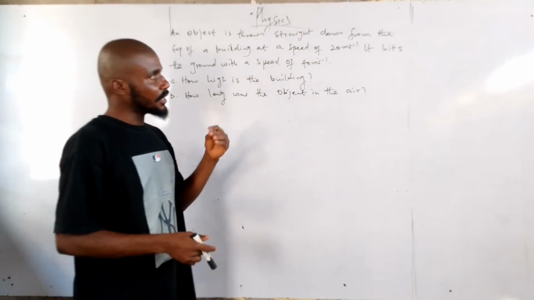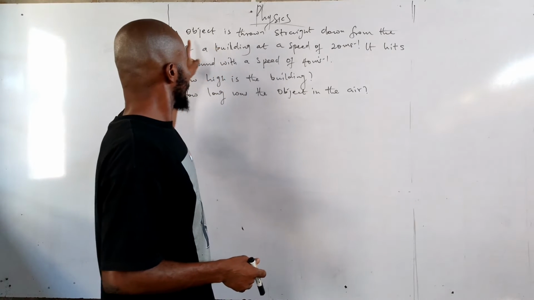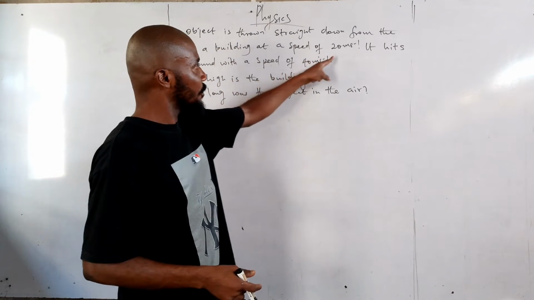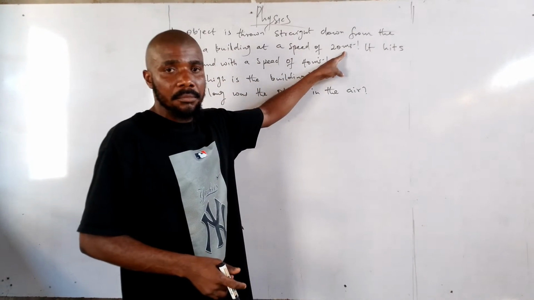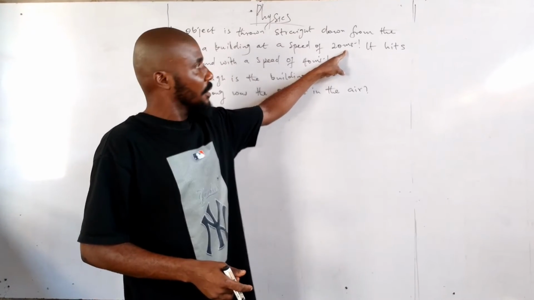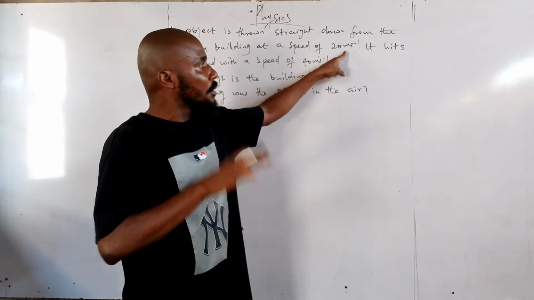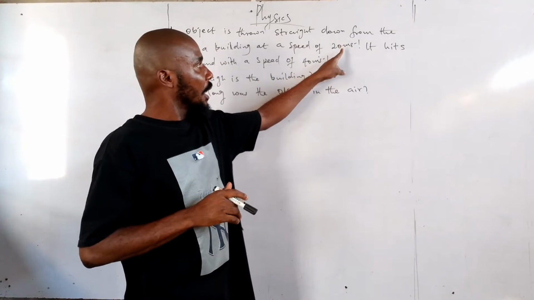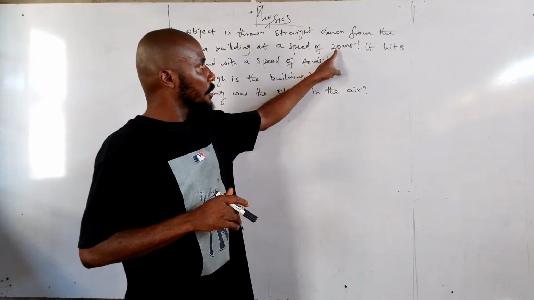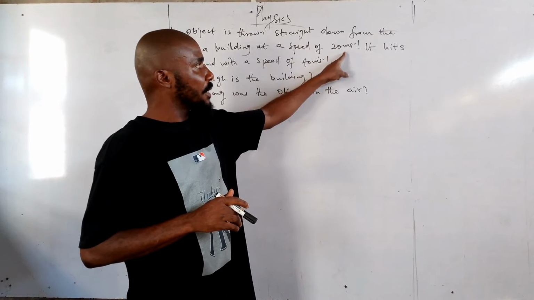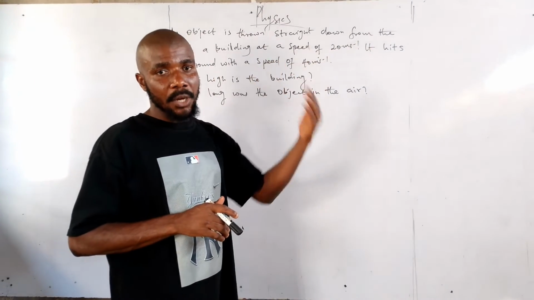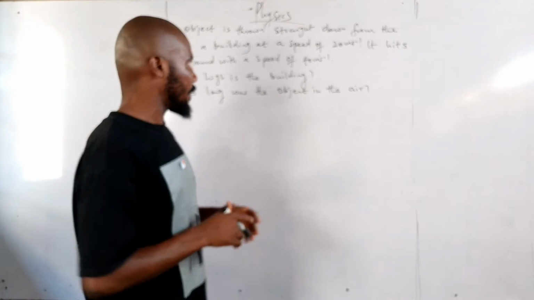So, you see that in this question, the object did not start falling from rest. The object was given an initial speed, and the magnitude of that speed is 20 meters per second. So let us visualize the problem and see how it looks and what is required of us.